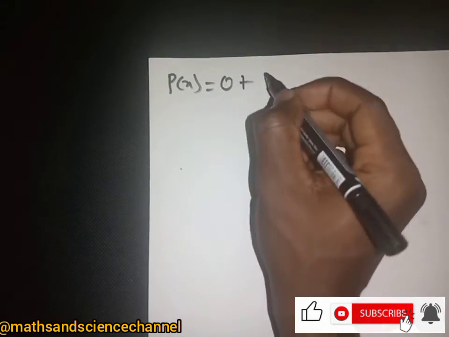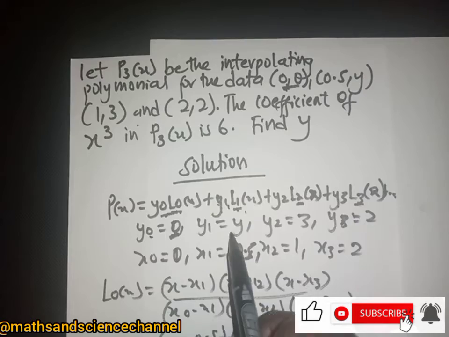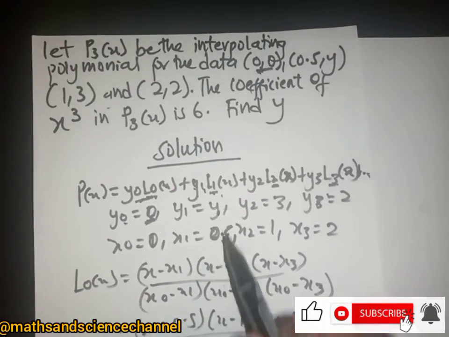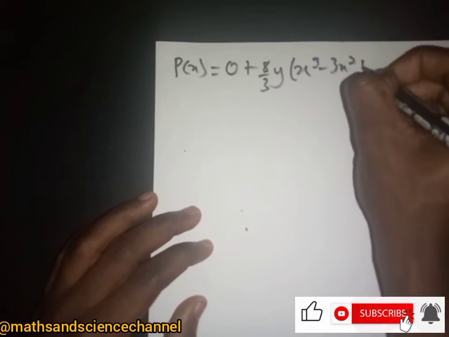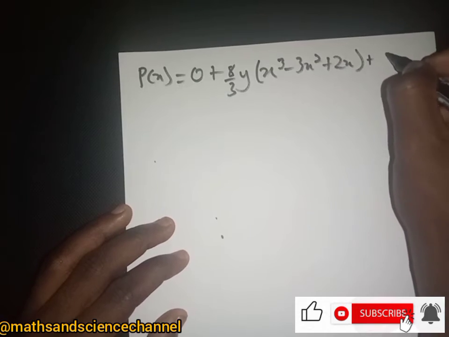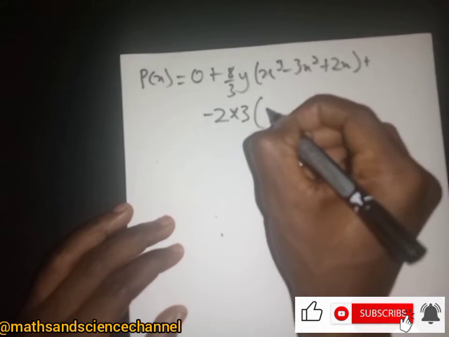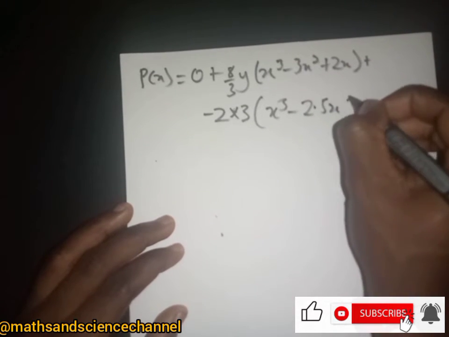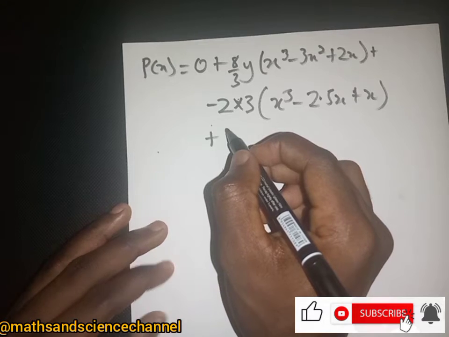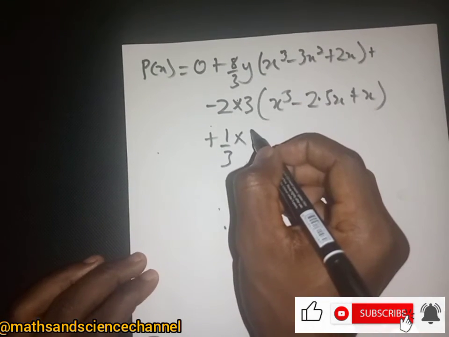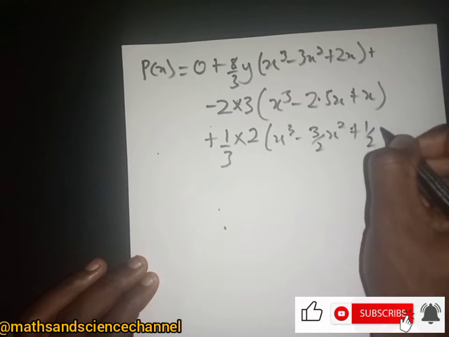Okay. Now from there we have y1 and L1. We had y1 multiplied by L1, so we are just going to get 8 over 3 multiplied by y, and we just have x cubed minus 3x squared plus 2x. We'll do the second one, which is L2. Now L2, we had negative 2 multiplied by the y, which is just 3 here, then we had x cubed minus 2.5x squared plus x here, right? Now from here we had L3 and y3. L3 of x, we had 1 over 3 multiplied by y3, which is just 2, so we have x cubed minus 3 over 2 x squared, then plus 1 over 2 x, right?